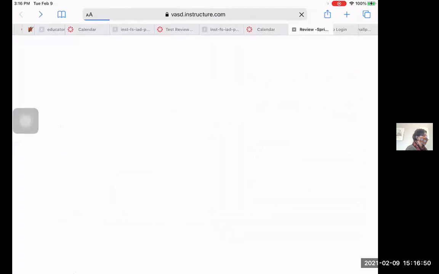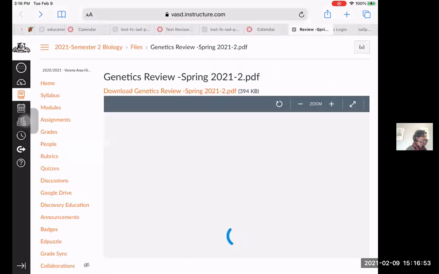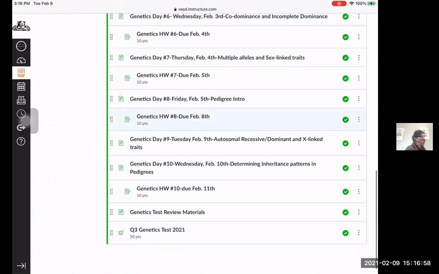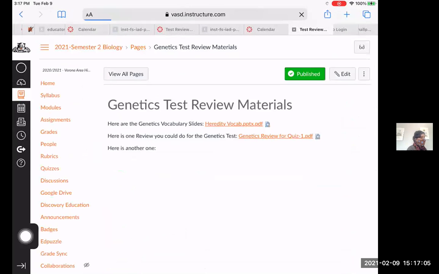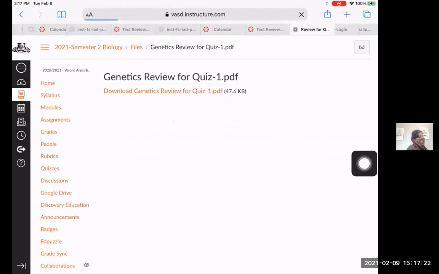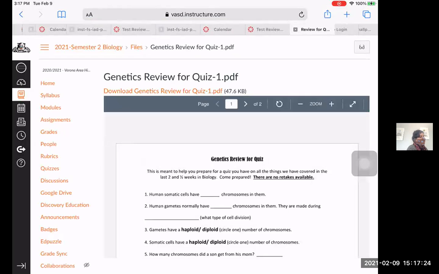And there's another review as well. If you go to modules, at the bottom of the genetics module, there's something called genetic test review materials. I'm going to eventually put the other test review in here. But what you see here is a copy of the vocab slides that I went over at the beginning of the unit. And then there's another genetics review here. So I would technically get both of these and do both of them to get myself ready.